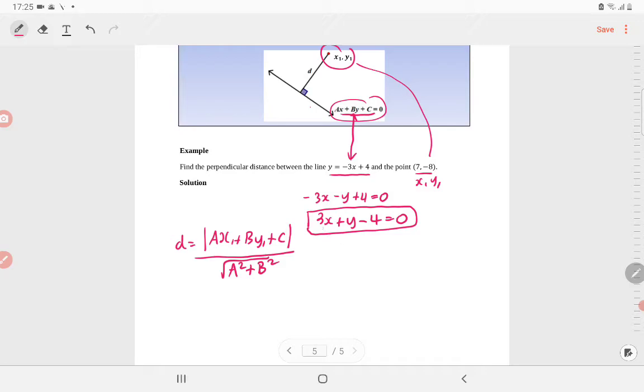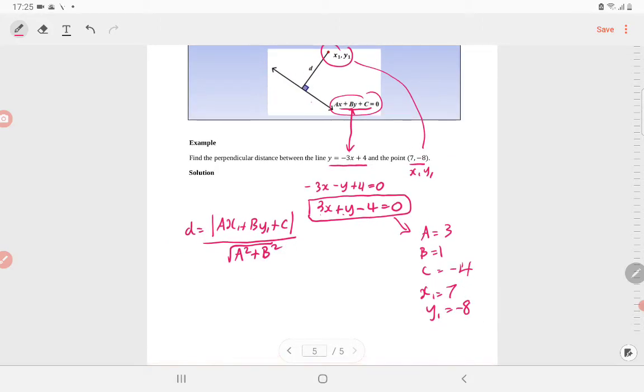So in this question then, we can see that a is 3, b is 1, c is minus 4. They come from the straight line equation. x1 is 7 and y1 is minus 8. And these are the numbers that need to go into your formula.